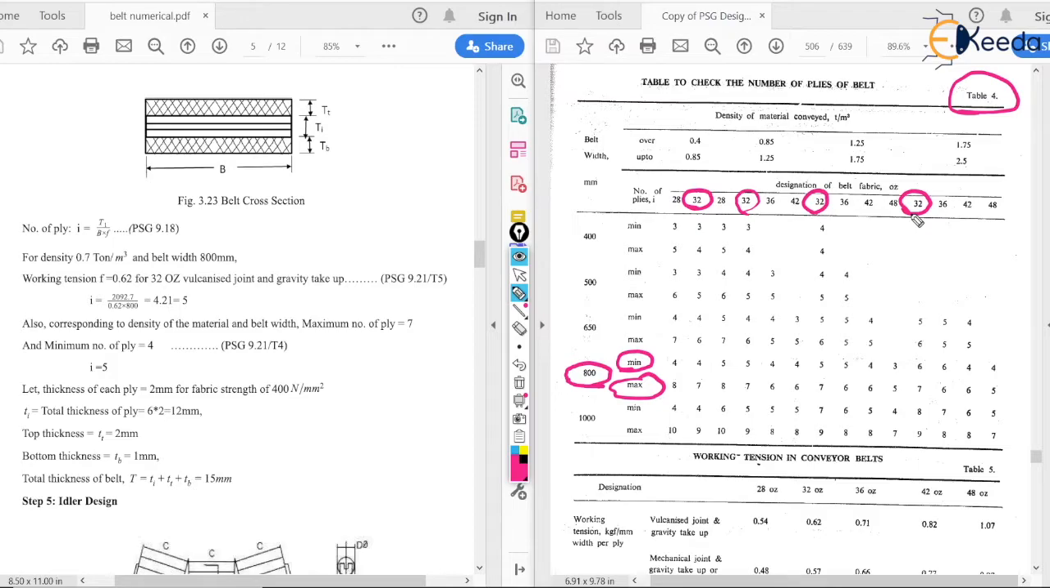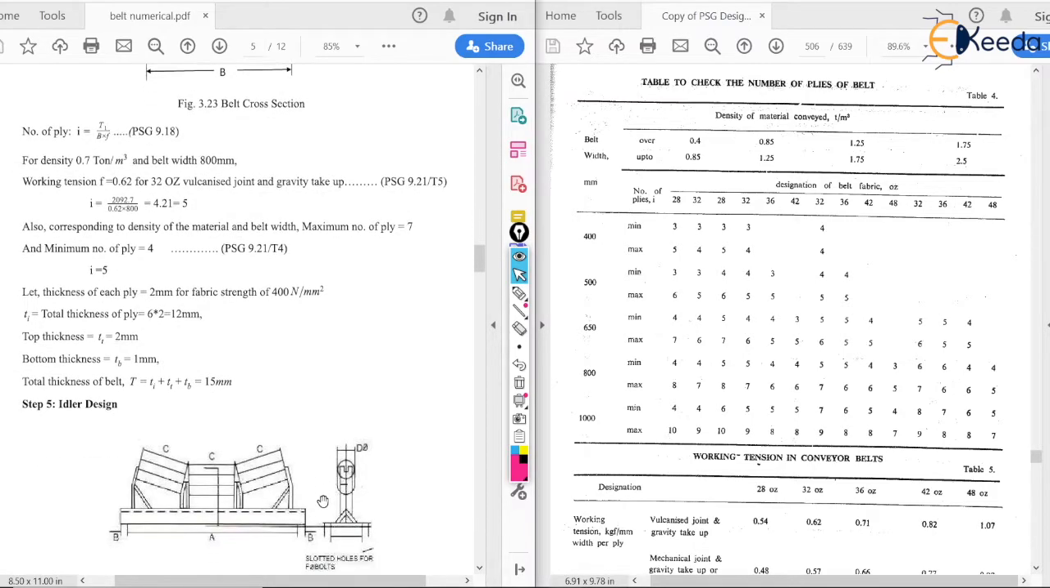Now out of that, we are going to check which one to select. Here the density of the conveyed material is 0.7. So we are going to find it in between this range. This is the right value for us, not these values. So it is 4 and 7 for 32. From table 4 we have selected that the minimum number of plies is 4 and the maximum number of plies is 7. So the value that we have taken, that is 5, is right, it is a standard one.